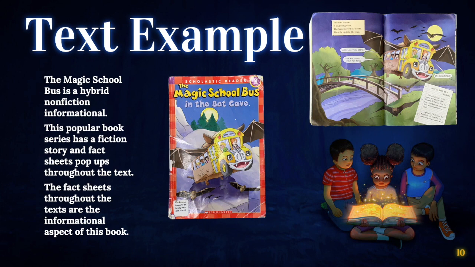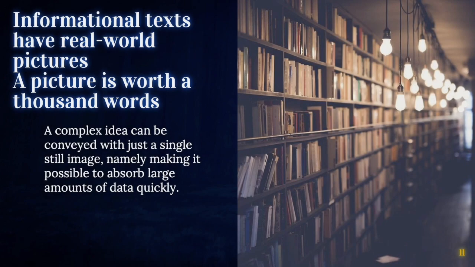Now, Magic School Bus could also be considered informational text. It is more of a hybrid informational nonfiction text because there is a storyline, and on the bottom, as you can see, there's a notebook, and that has the information in the form of bullet points about facts about bats, specifically for this book.